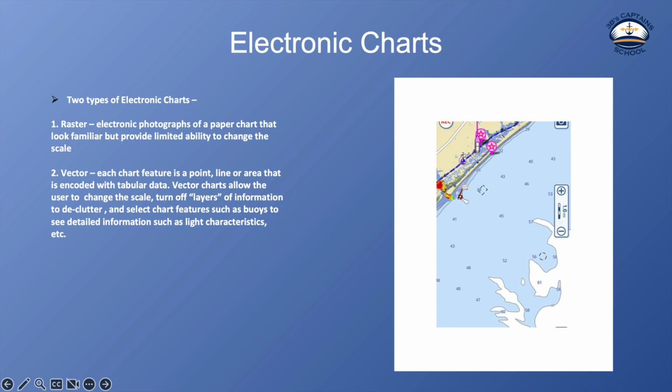Then they have vector charts, and each of these charts, they take each feature on the chart, whether it's a point, a line, or an area, and they encode it into digital format, and it allows you to remove layers. So you can go into a vector chart and remove all the soundings, or remove all the time difference lines so you can see the chart better. It also allows you to zoom in and zoom out and maintain a pretty high degree of detail.